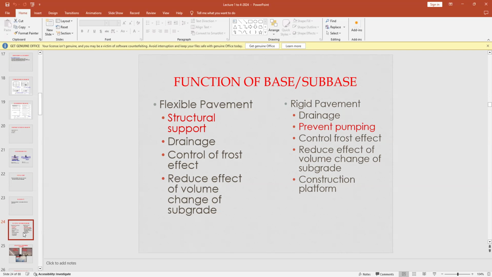In highway pavement, for rigid pavement, you can have a lean concrete base or you can have an aggregate base as well. So it is not necessary; ordinarily, when you have a cement concrete foundation, you always have a lean concrete. But this lean concrete may not be required in a rigid pavement. You can have the aggregate base as well.